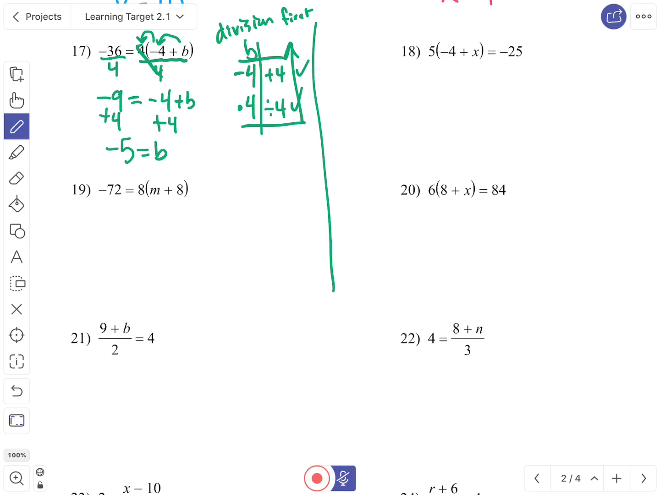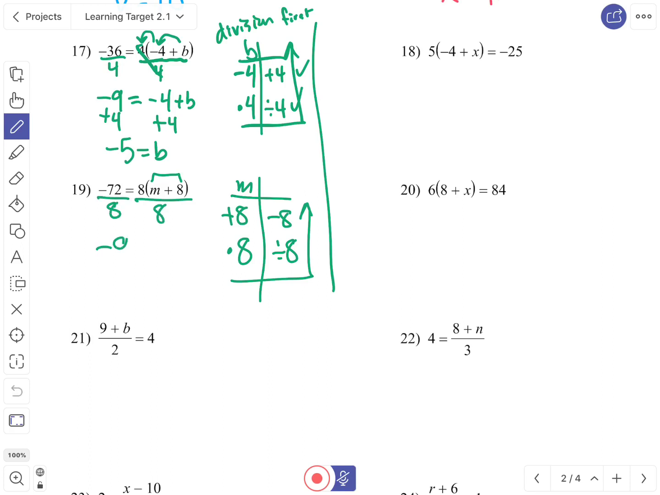Okay, same with 19. I could do that same thing. What's happening to m? Because it's inside the parentheses, we'd say we were adding 8 first, then we were timesing by 8. Going backwards, divide by 8, then subtract 8. That's weird that they're the same exact numbers on both of these. That doesn't always happen. So negative 9, again, equals m plus 8, because that became 1. Subtract 8. Negative 17 equals m.